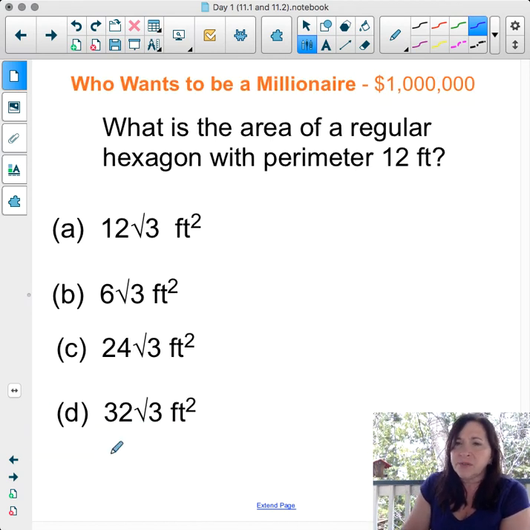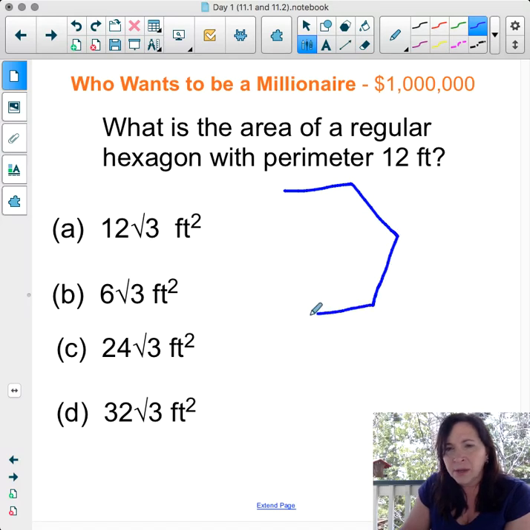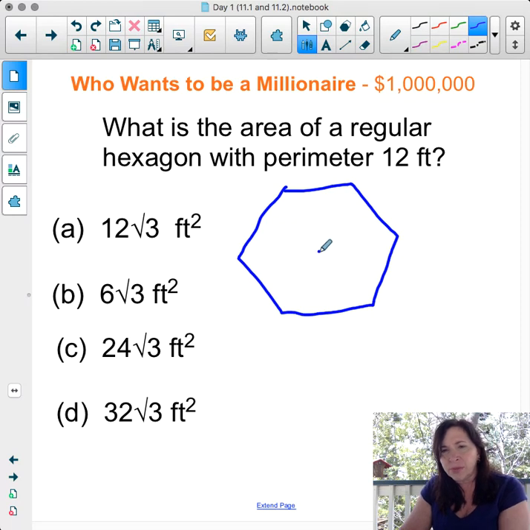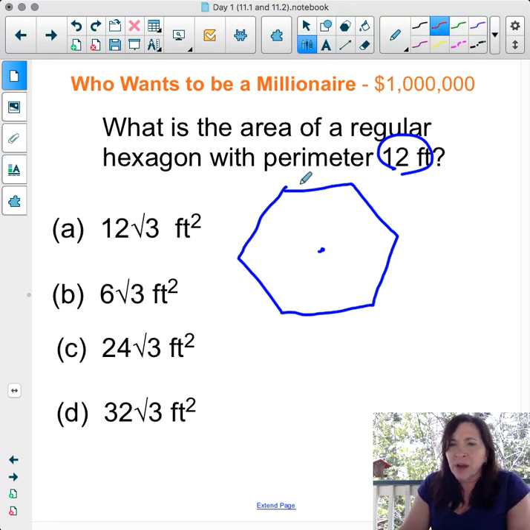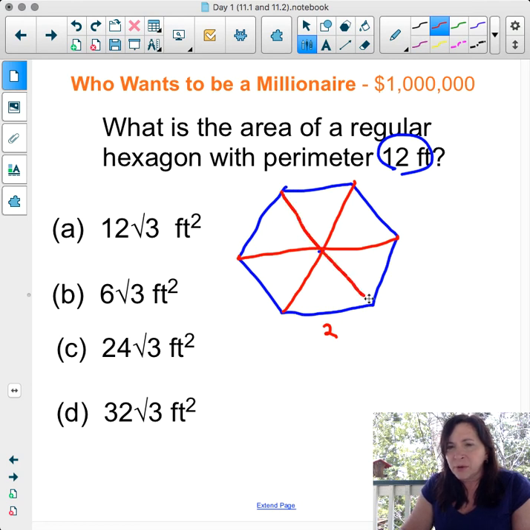For this problem, what is the area of a regular hexagon? Now, this hexagon, so let's see here, 1, 2, 3, 4, 5, 6. Now, we don't know the lengths. We know that it has a perimeter of 12. So if it's regular, then all the sides and angles are congruent. So if we divide this by 6, I know that the length of one of these sides is 2. I'm going to make these into triangles. There is a formula for a hexagon, which we haven't done yet, so I'm going to save that for another day.